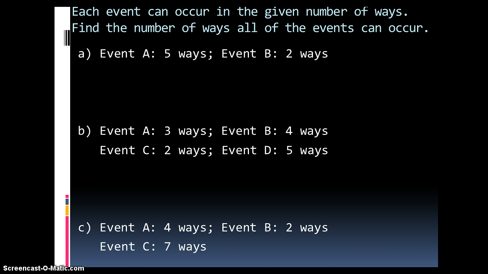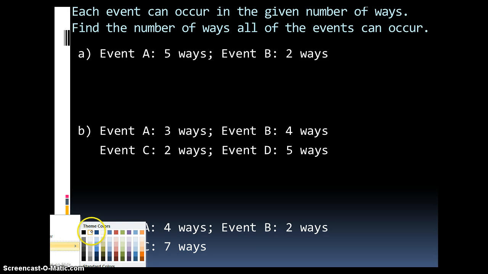All right, so given the fundamental counting principle, we know that each event can occur in the given number of ways for parts A, B, and C. What they would like for us to do is to find the number of ways all of the events can occur. So I have event A, there's 5 ways for that one, and I have event B, and there's 2 ways for that one. So what's the total going to be?